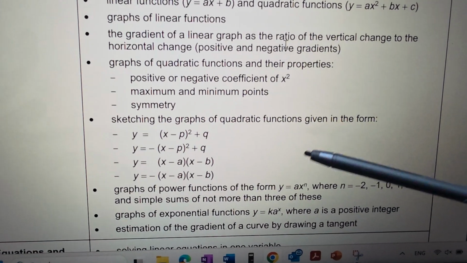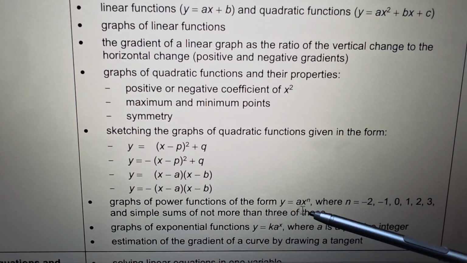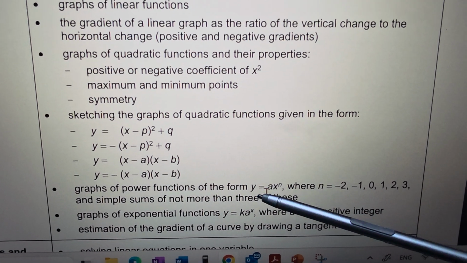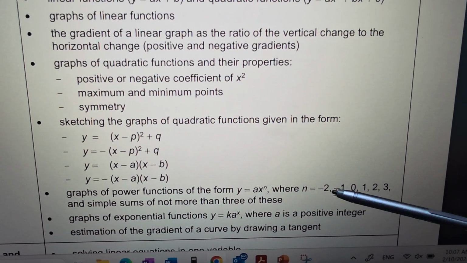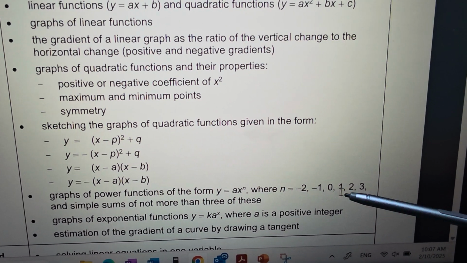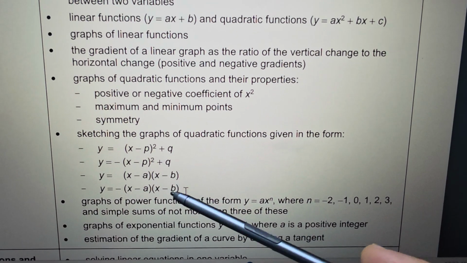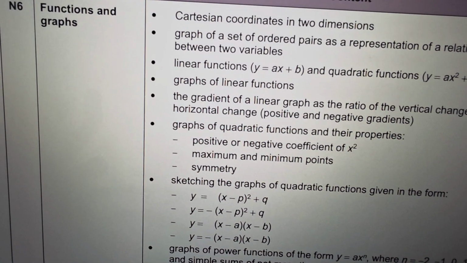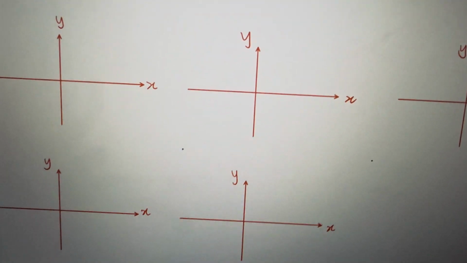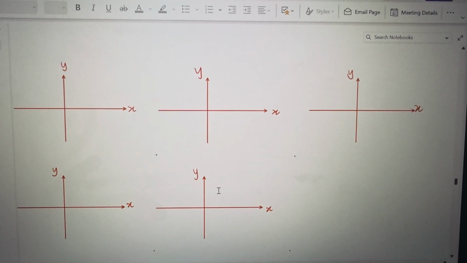Now in your syllabus, you're expected to know how to sketch or identify graphs of this form, where y equals a number times x to the power of n. So n are numbers like 1, 2, 3, then 0, then minus 1, minus 2. You're also expected to know how to sketch exponential graphs, or what we call power graphs. Now I'm going to go through one method on how to remember these graphs.